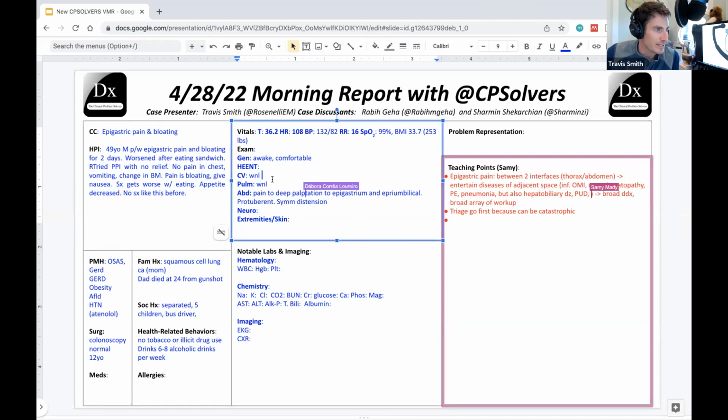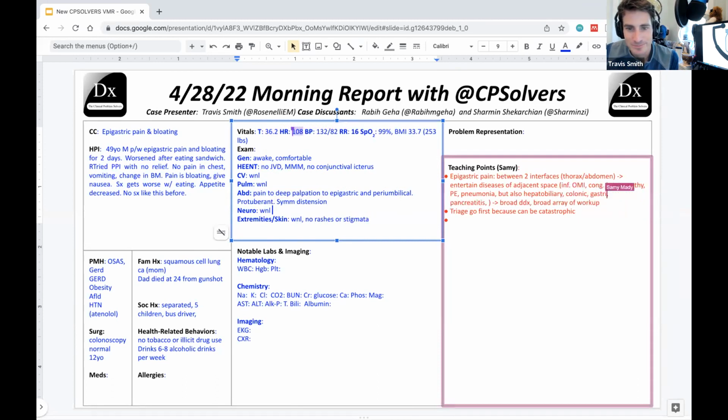There's no JVD. His mouth mucous membranes are moist. There's no conjunctival icterus noted. Musculoskeletal exam is normal. There's no rashes. There's no stigmata of cirrhosis on his chest. And his neurological exam is normal. And that is the end of this aliquot.